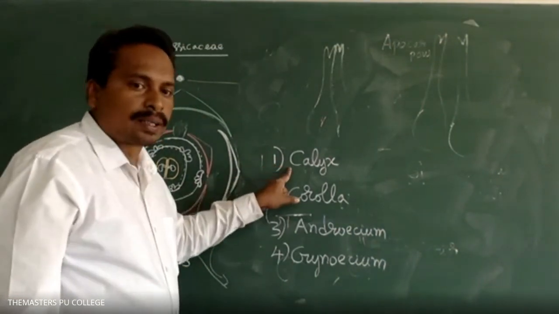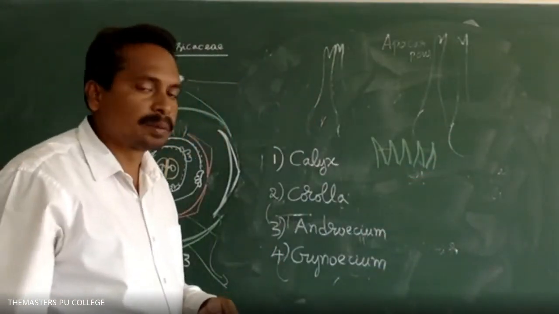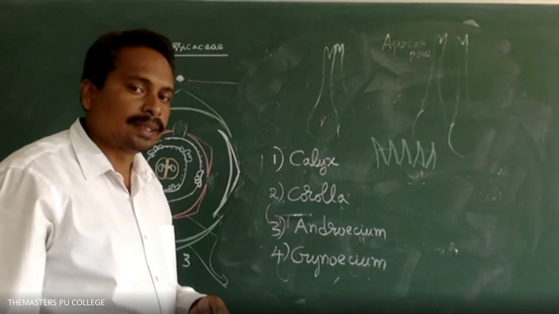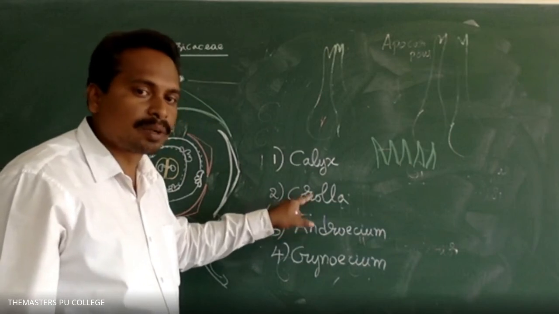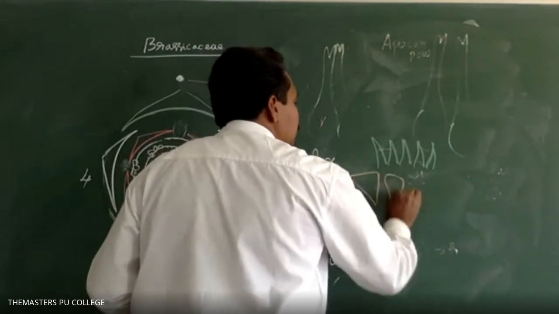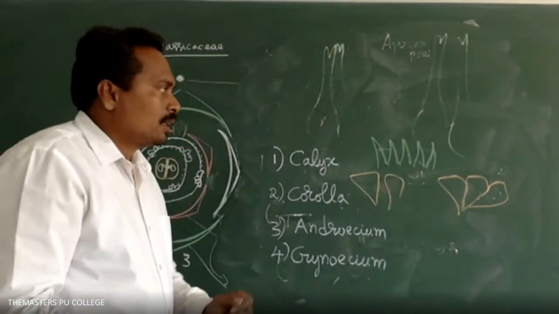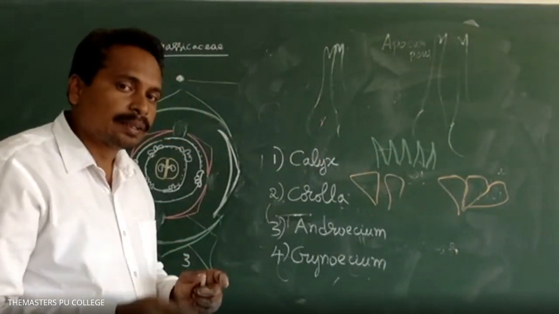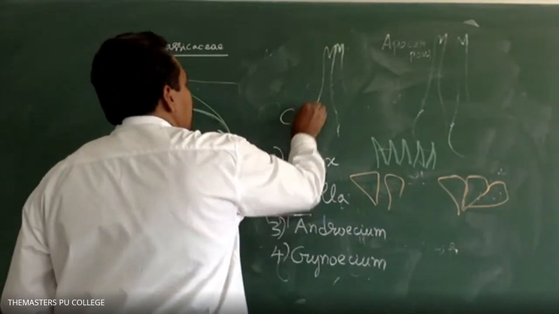In the same whorl, what are the members of the calyx? Sepals. They may be free or fused with each other. You have already learned about that: gamosepalous, polysepalous. In a corolla, the members are known as petals. They may be free or fused with each other. If the members are fused in each whorl, that is called cohesion.